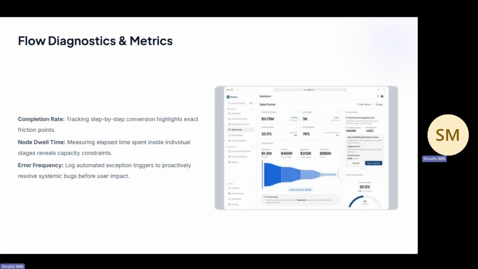This measures how much time a process spends at a particular stage. If one stage takes significantly longer than others, that could indicate a bottleneck. And the third is error frequency. This tells us how often automated exceptions or errors occur. By tracking these metrics, we can understand where our flow is working well and where improvements are needed. Workflow through metrics.